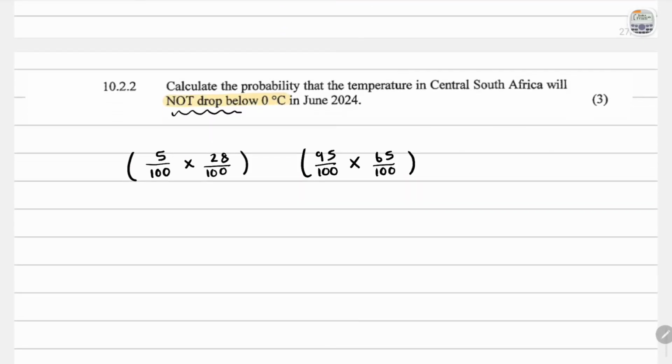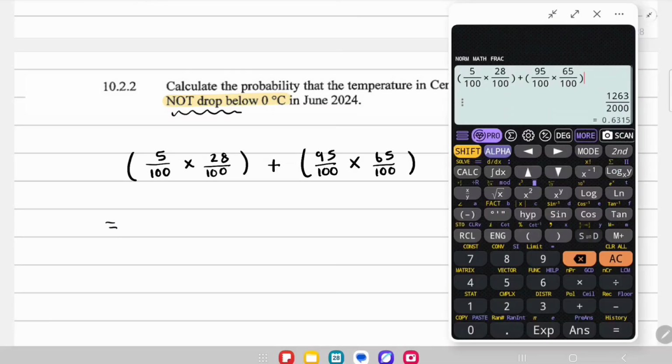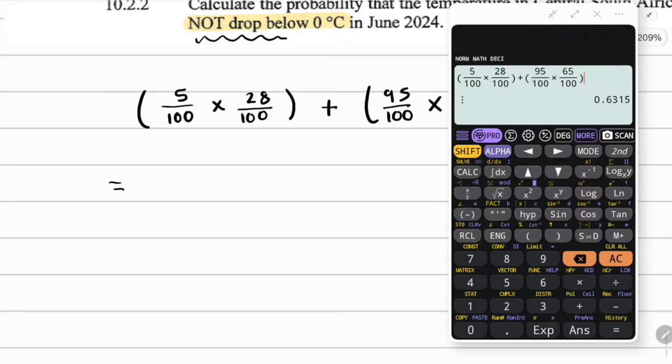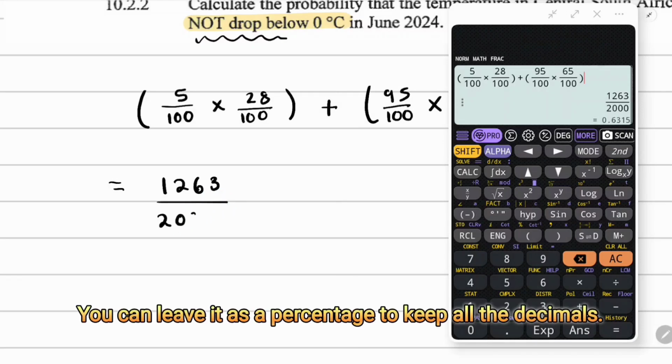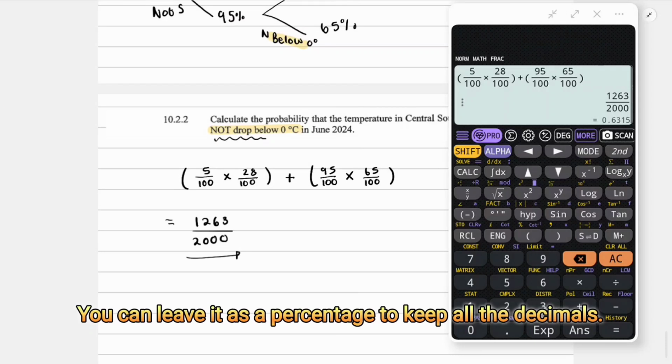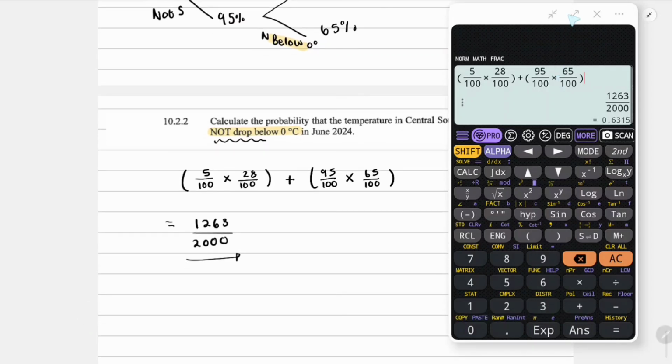Okay, and now that we have that, we're going to add these together and that will give us our answer. And the answer is, we can just put this in decimal form. So it's a long answer. I would actually leave it as a fraction. It is 1263 over 2000. Okay, so that is our answer to 10.2.2.